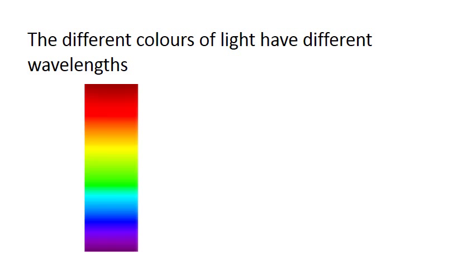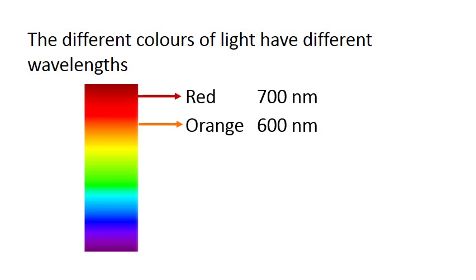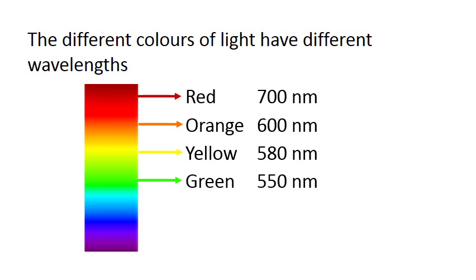So the first thing we're going to look at is what colors are. Colors are actually defined by the wavelength they have. You may remember from the last video that visible light is just a certain section of the electromagnetic spectrum with certain wavelengths. Each color has its own wavelength. That's what defines it. So red has a wavelength of about 700 nanometers. Orange is 600 nanometers. Yellow is 580 nanometers. Green is 550. Blue 450.